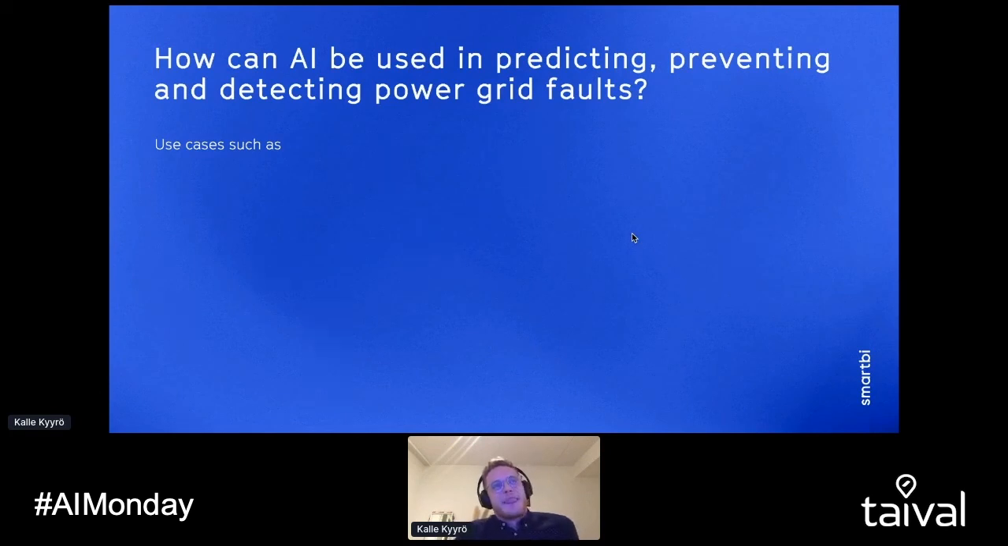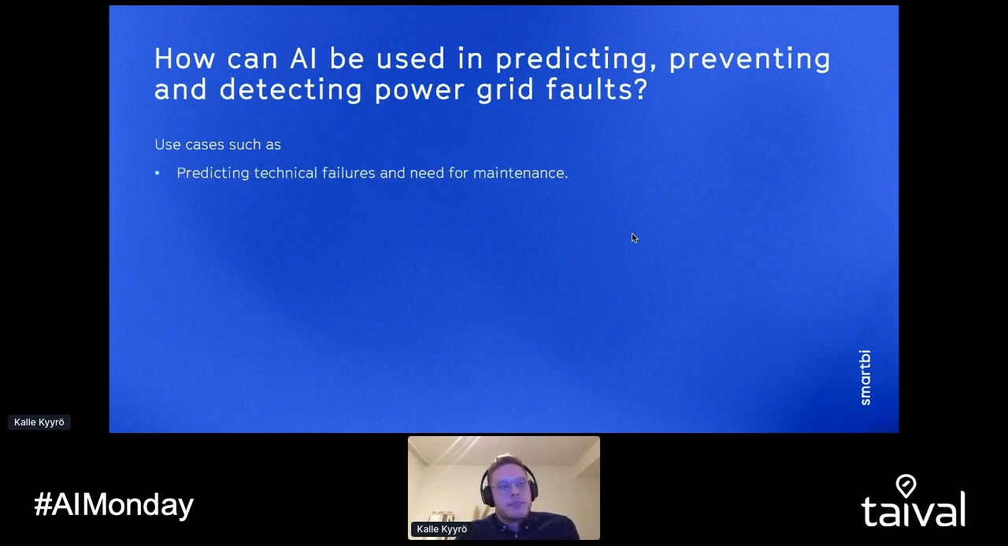It's a very wide topic, of course, how we can utilize AI to predict, prevent, and detect faults that are caused to power grids. I could cover this topic for hours and hours, but I'll just stick to highlighting a few of the use cases where we have also worked, and then I'll cover one of the use cases in more detail.